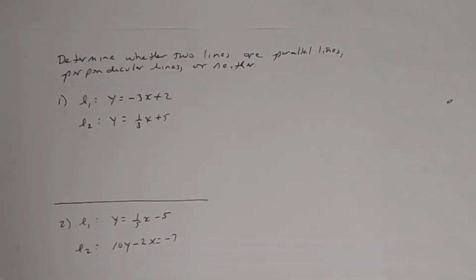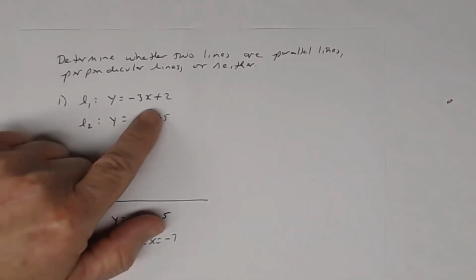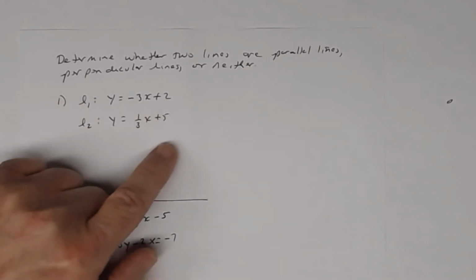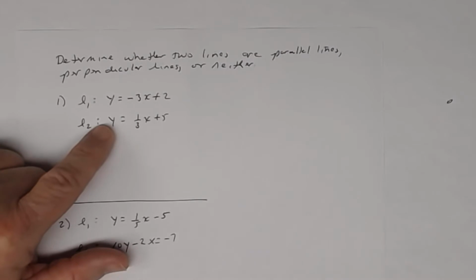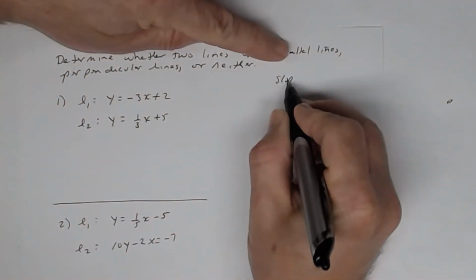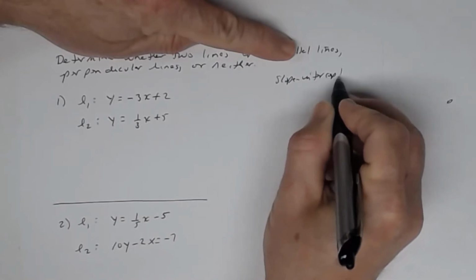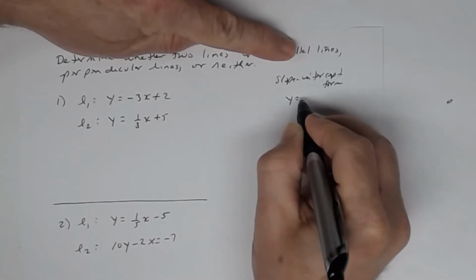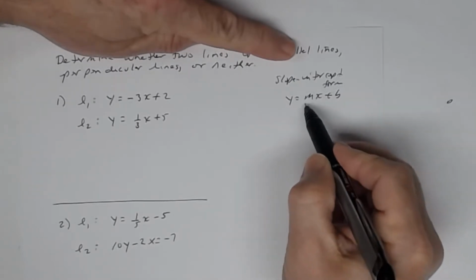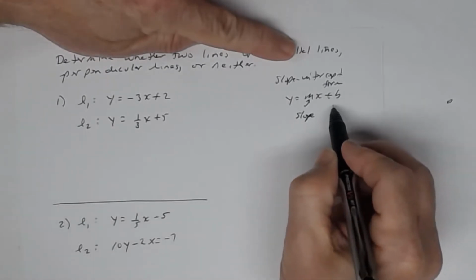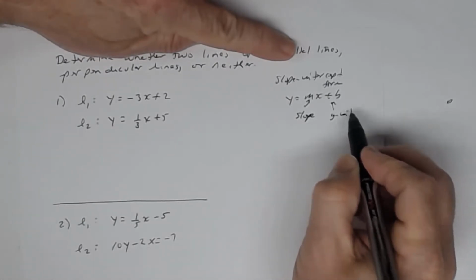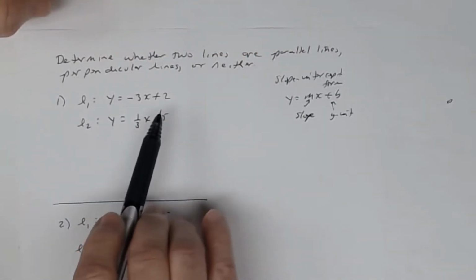So in these problems, for the most part, you're going to be looking at slopes. You're going to be finding the slopes. Well, if you look at number 1, you're given that line 1 has this equation, and you're given that line 2 has this equation. First thing you have to recognize is that those equations are both in slope-intercept form. Remember, slope-intercept form is y equals mx plus b, where the coefficient of x is your slope. And the constant is your y-intercept. But in these problems, you're just interested in the slope.